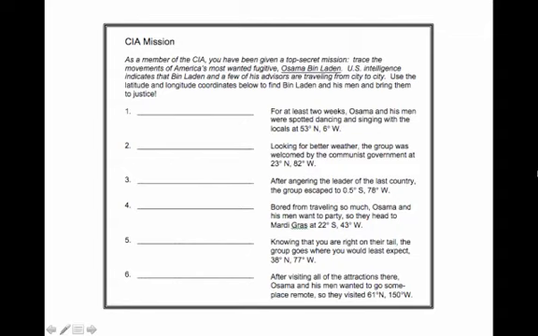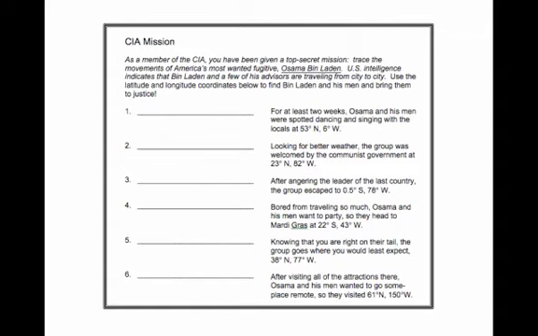Okay, welcome to the explanation for the CIA mission. This is the second activity within our lessons on using latitude and longitude. This is kind of like our middle level to higher level here before we get to our summative assessment. Now, for this lesson, the point is we're trying to find Osama bin Laden.